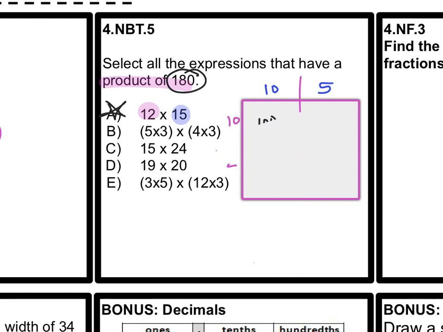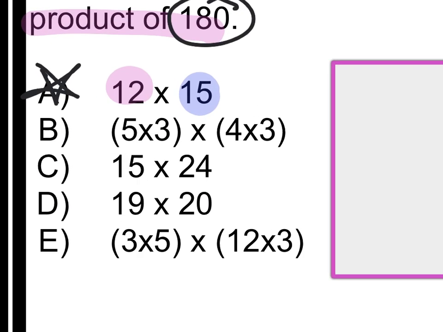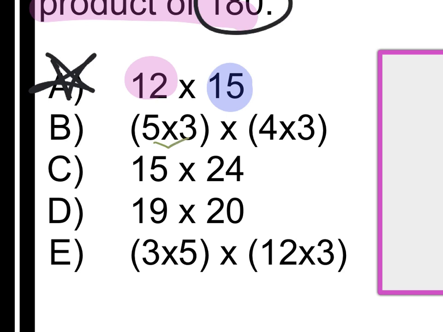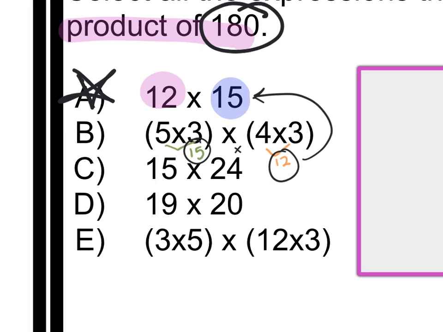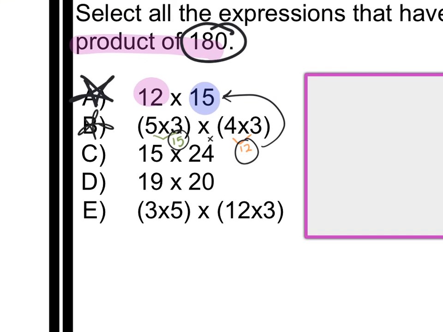Okay, the next one looks a little challenging, but all you have to do first, I'm going to zoom in here, is multiply 5 times 3 to get 15, and then multiply 4 times 3 and get 12. So what we're doing here is multiplying 15 by 12. If we look at the problem before that, we did the same thing. With the math properties, we can switch up the 12 and 15 and it will still equal the same thing, meaning I can do 12 times 15 or 15 times 12 and still get that magic answer of 180. So B is also correct.